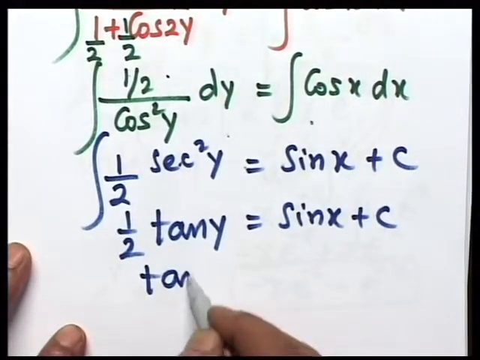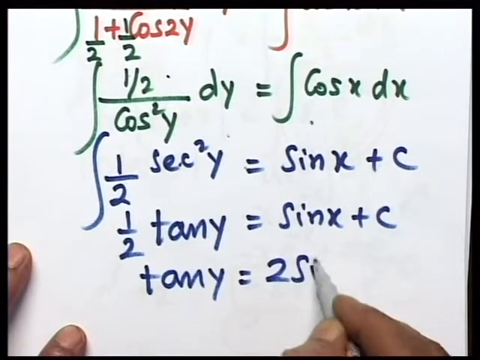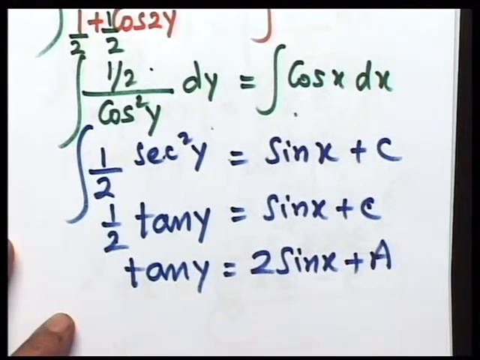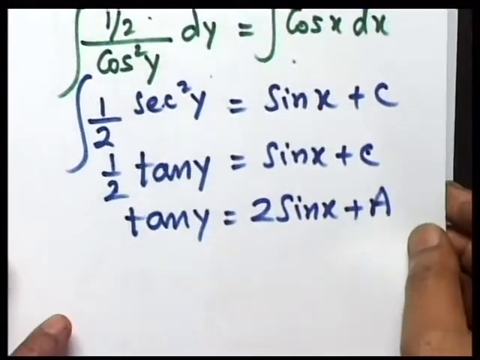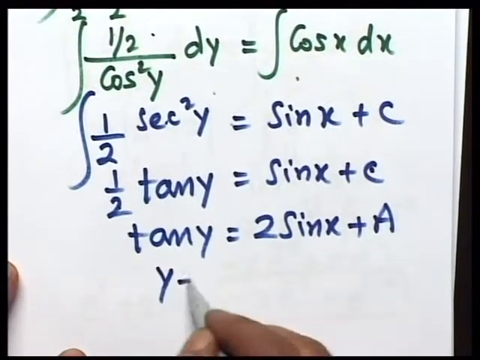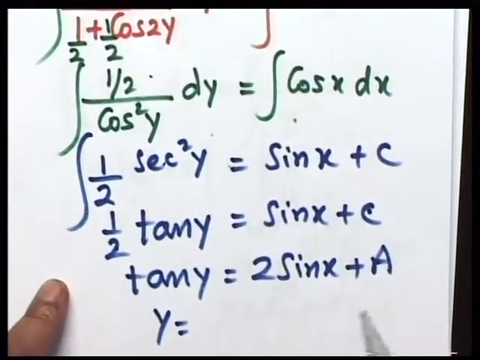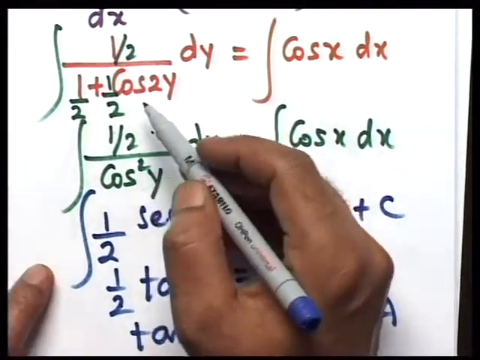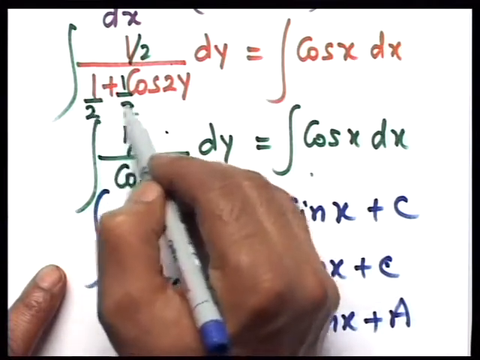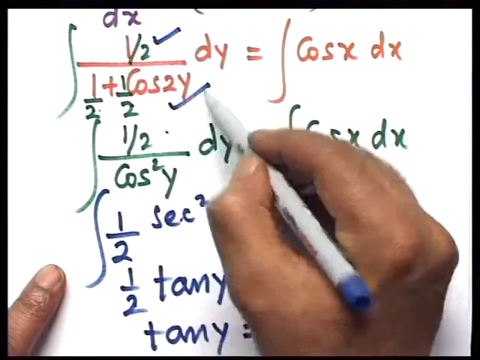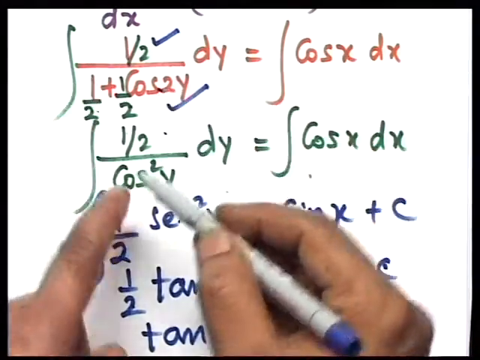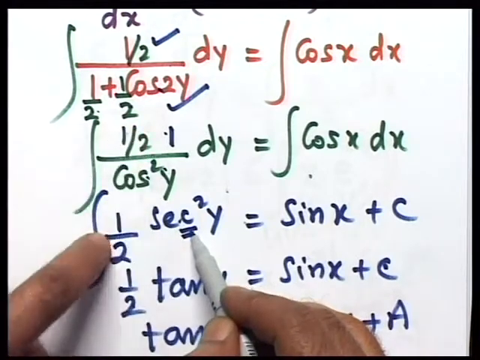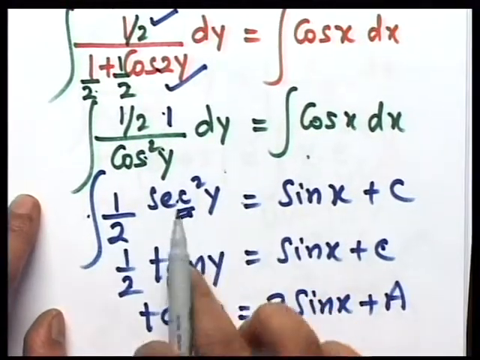Keep the tan y here, equals to 2 sine x plus 2c. You can change that by another letter a. Then if you want, well, you can leave the answer like this or make y the subject. It will be tan inverse of that. Okay, just be careful how we did this. The method I want you to follow. So we divide by 2 in the numerator and denominator to make the denominator look like cos square. So 1 over cos square will become sec square. The half will stay as half. Integration of sec square, we know, is tan y.